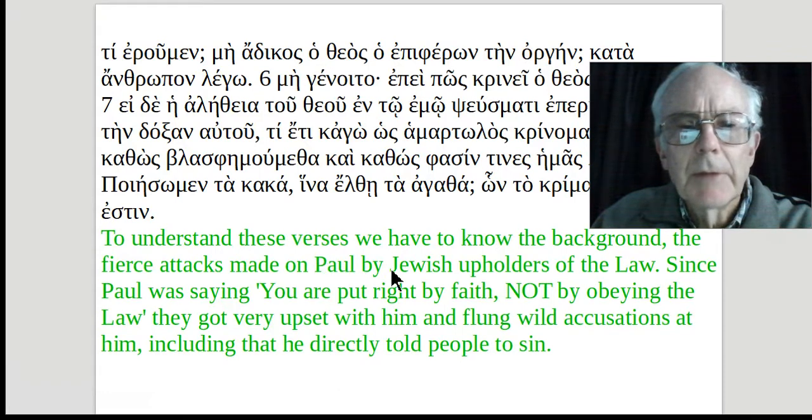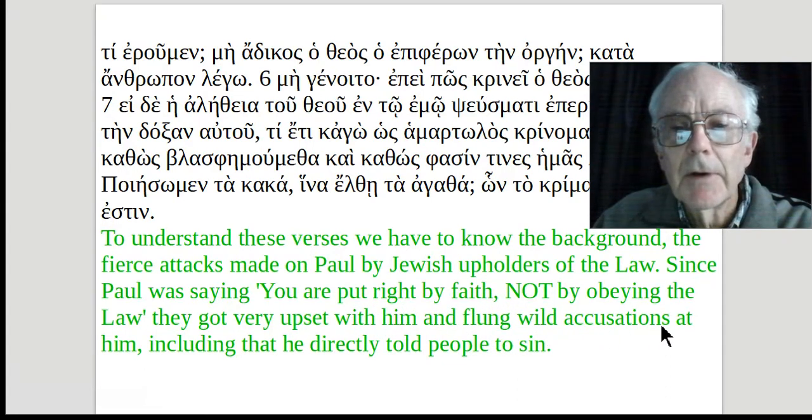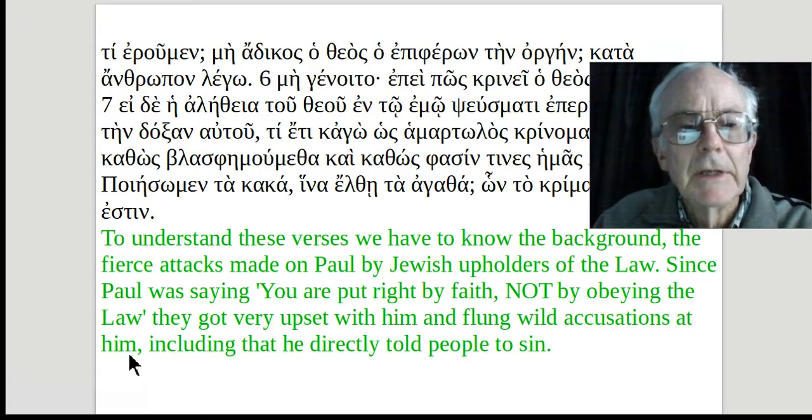Fierce attacks were made on Paul by Jewish upholders of the law. Since Paul was saying you are put right by faith, not by obeying the law, they got very upset with him and flung wild accusations at him, including that he directly told people to sin.